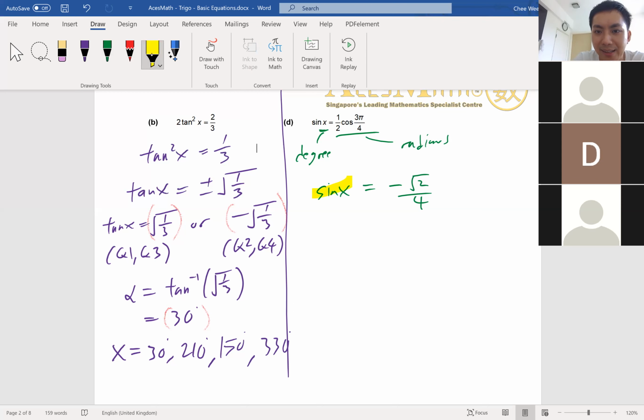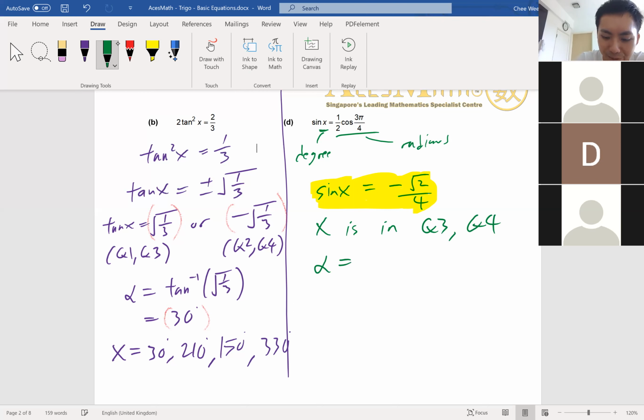So sine is negative, right? It can be in quadrant 3 and quadrant 4. So we will still have the same thing. Alpha is equal to arc sine root 2 divided by 4, which will give me 20.704 degrees. 705 to be specific. So x is equal to 180 plus alpha, or 360 minus alpha.